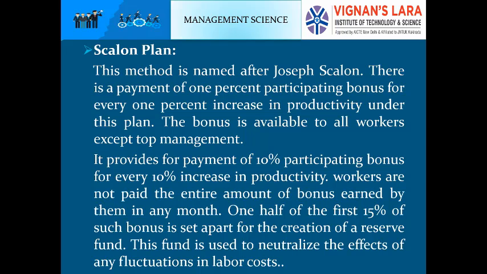Workers are not paid the entire amount of bonus earned by them in any month. One half of the first 15% of such bonus is set apart for the creation of a reserve. That means one half of the 15% is kept aside for reserve. Why? Because it will be used for neutralization of any fluctuations in future.